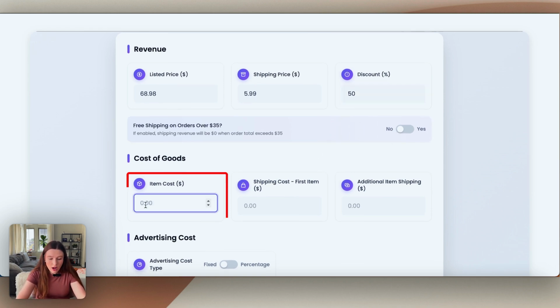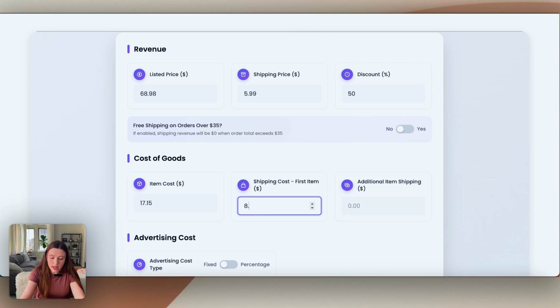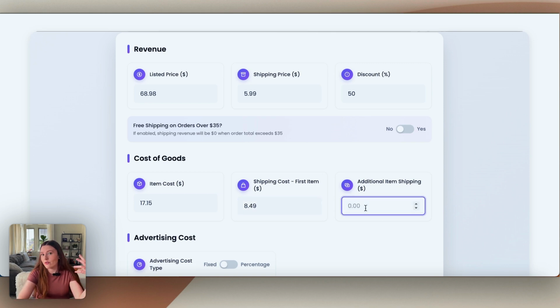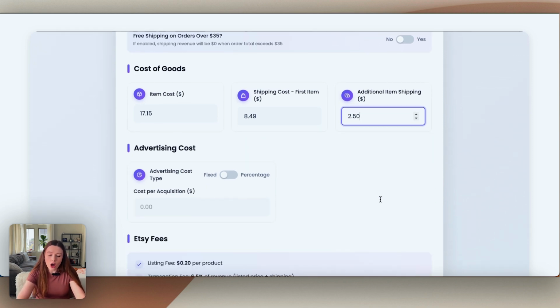And when we go down here to the item cost, this is where we're going to put in how much Printful would charge you for this product after the Etsy order came in. We were able to see that Printful charges $17.15 for the actual product, and they charge $8.49 for the first product to go out. But if you did have additional items and we wanted to do another calculation with multiple products being shipped, we can include that additional shipping fee of $2.50. From an advertising cost perspective, I'm going to leave this off for now, at $0. We can play around with how this would change if you did decide to start advertising, whether that be with Etsy ads or your own platform ads.